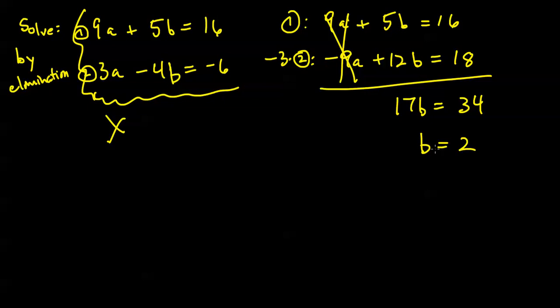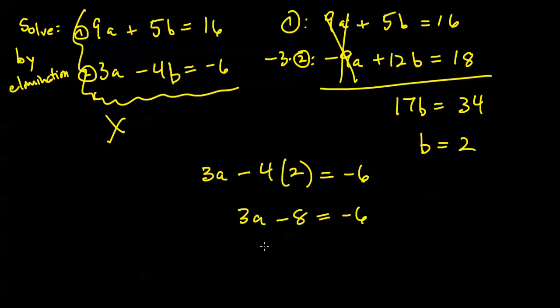I can substitute now b equals 2 into any of the equations I see above. I'm going to pick number 2, the original number 2 equation. I'll say 3 times a minus 4 then times 2 equals minus 6. So 3a minus 8 equals minus 6. 3a then equals, well, if I add 8 to both sides, 2. And a equals 2/3. Again, a fractional coordinate.